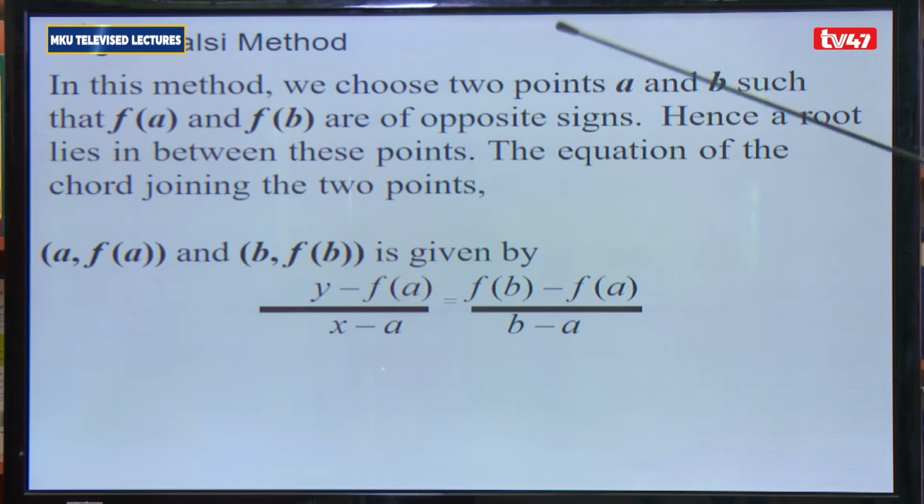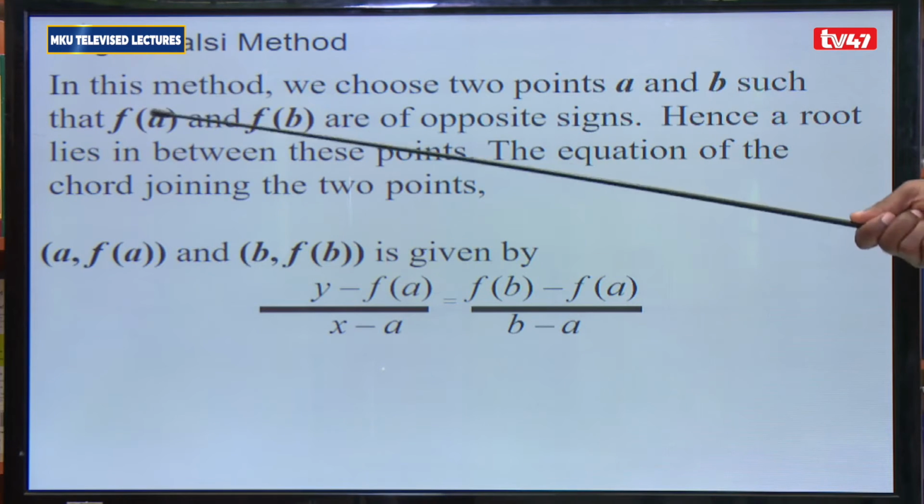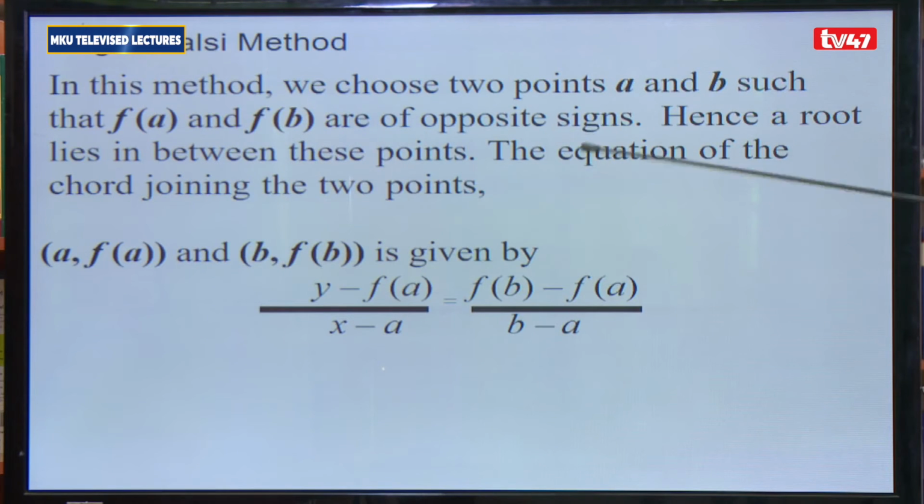For the purpose of working, there is no given rule that f(A) should be negative and f(B) should be positive. You can work with either, as long as one of them is negative and the other one is positive. Hence, we can say that the root lies between the two values A and B.